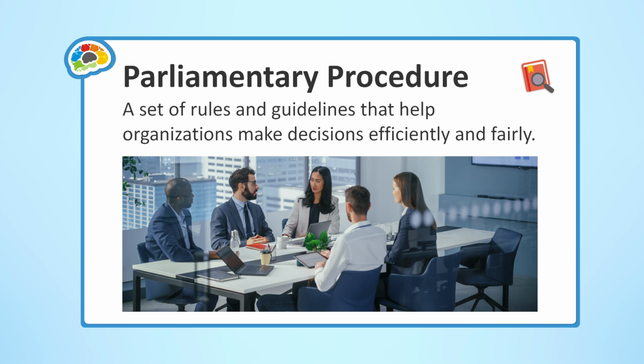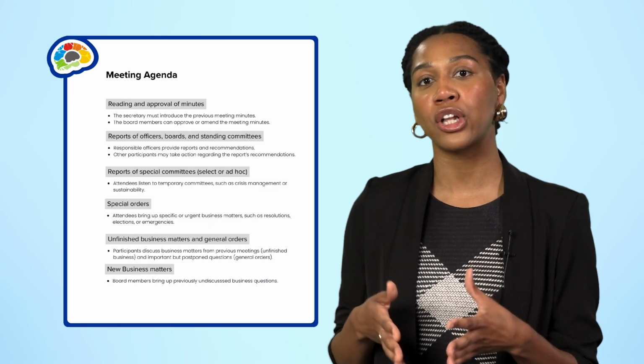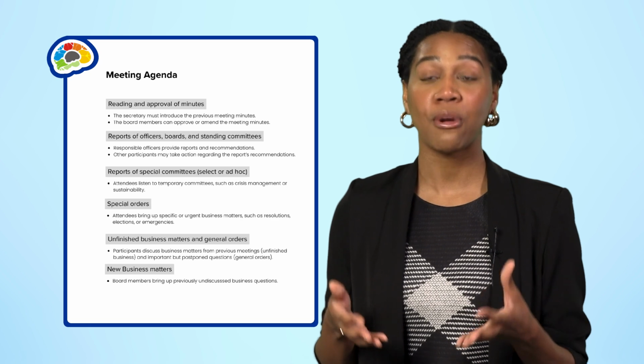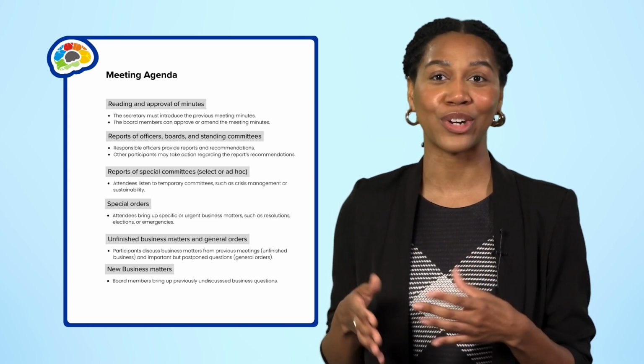So, what is parliamentary procedure? In simple terms, it's a set of rules and guidelines that help organizations make decisions efficiently and fairly. Procedures are designed to ensure that speeches are given and decisions are made in an orderly fashion. Any group wanting to organize its meetings this way can utilize parliamentary procedure. Think of it like the plan of action for your meetings, providing structure, fairness, and order.